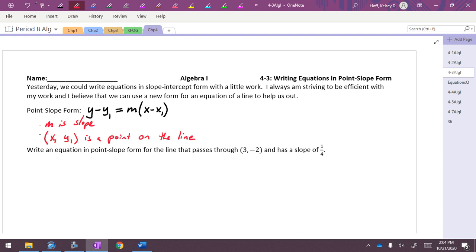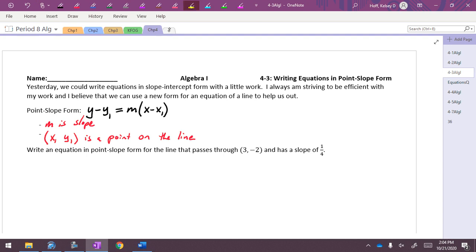The nice thing about point slope form is you can have any point. It doesn't matter which one you pick. So slope intercept, you have to have a specific point to make it work right away. This one, you pick any point on that line and you can write the equation.